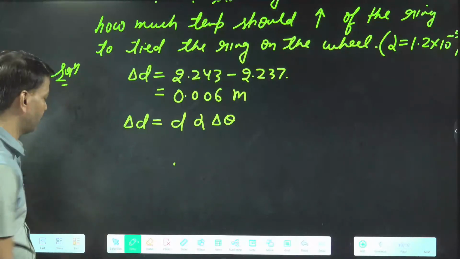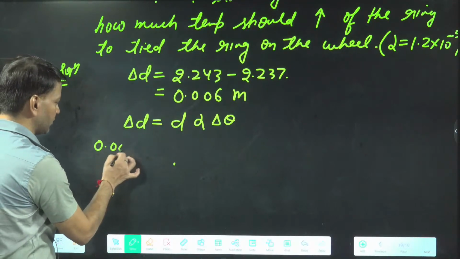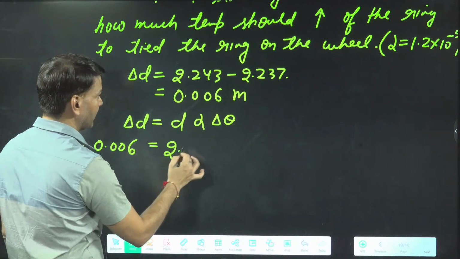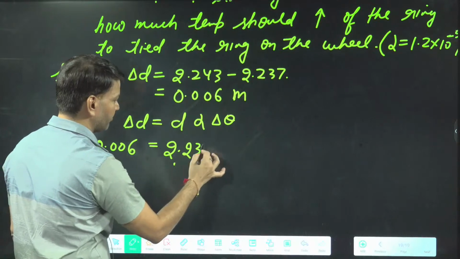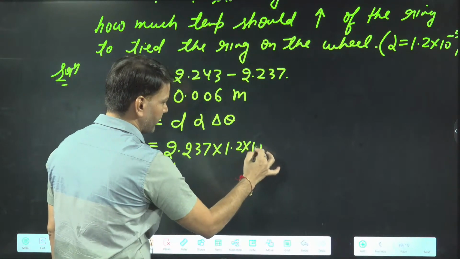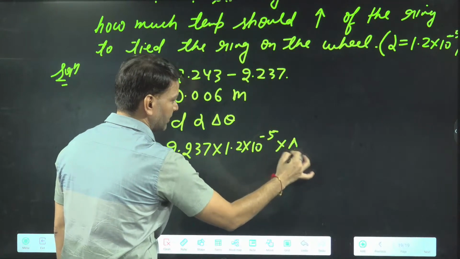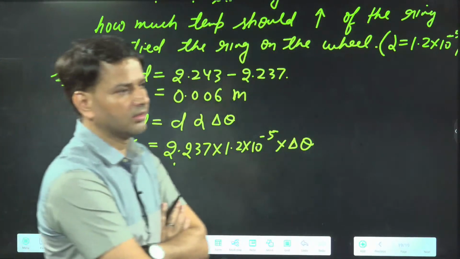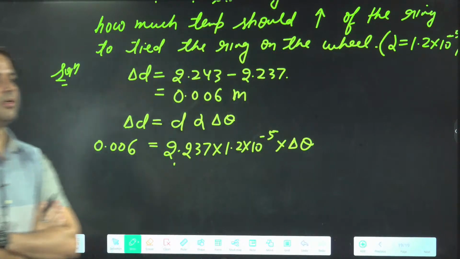So here delta D, what did I get? 0.006. That is equal to 2.237. Meter and meter will get cancelled out. Alpha 1.2 into 10 to the power minus 5 into delta theta. From that you will get the temperature change. Who will say the answer?